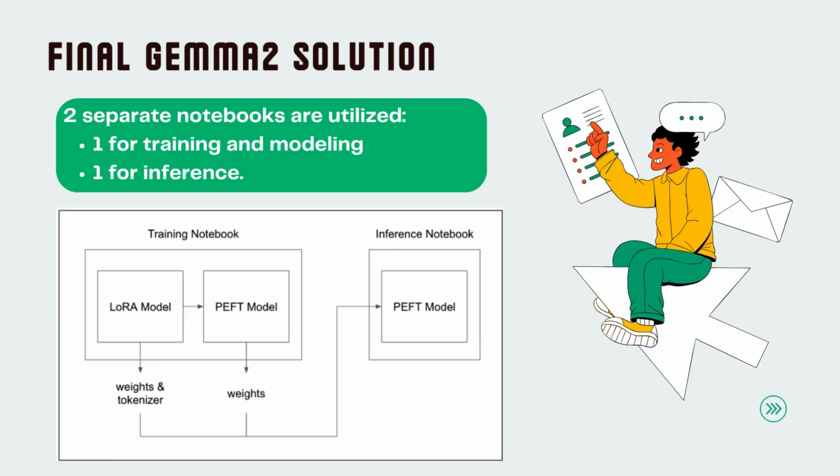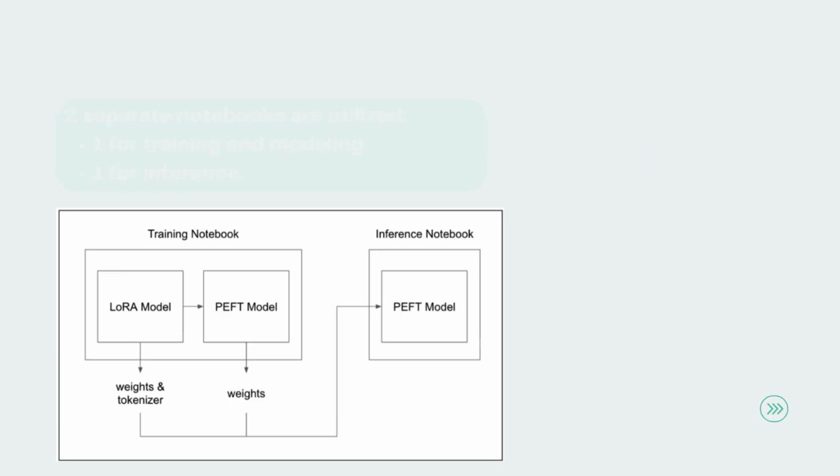The fine-tuned LoRA model then saves the tokenizer as well as the adapter weights. It is then converted into a parameter-efficient fine-tuning model. The PEFT model saves the trained weights, which will be used for inference. These files are then uploaded to the inference notebook in Kaggle, allowing the model to perform prediction offline.